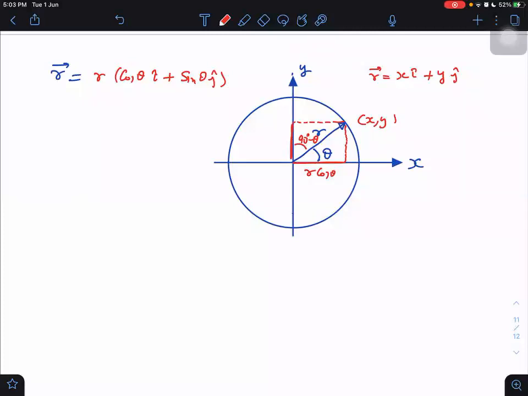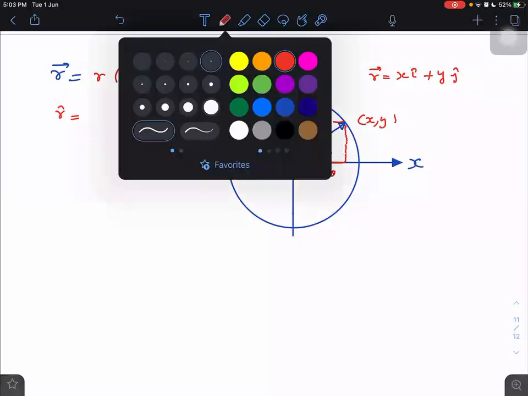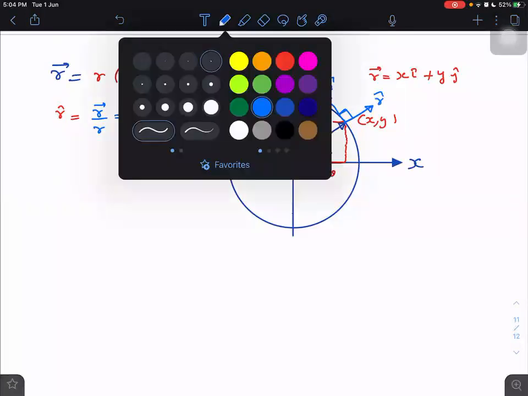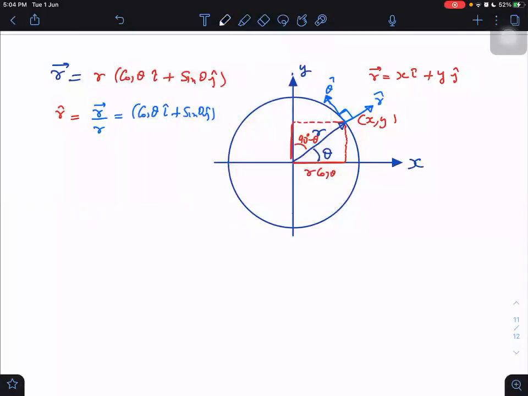And you know one thing, what is r cap? Tell me, what is r cap? R vector divided by magnitude of R. So it is cos theta i cap plus sine theta j cap. Means this little vector here, if I take r cap here, it is just one unit vector. It is not equal to the total length. It is just one unit length. And there is another vector which is perpendicular to that, that is theta cap. Now I will tell you what is the significance of these vectors. And you will really find the next derivation interesting, and it is much easier than the last derivation.